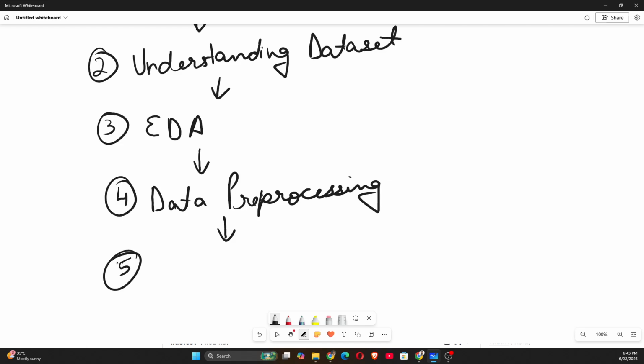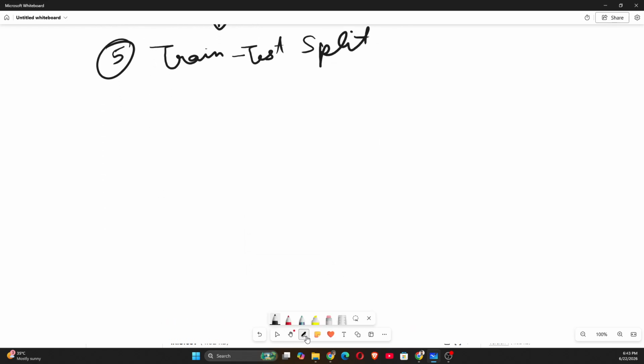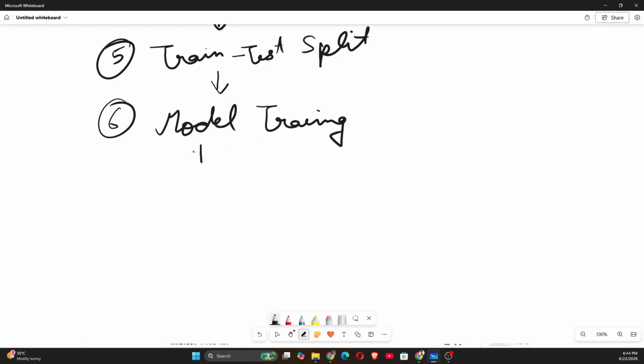Fifth is train test split. And this is the flow which we'll be using in this project, so I'm just giving you the overview of it. Sixth is model training. Seventh, last but not the least, is evaluation, and then we sometimes do hyperparameter tuning, but this time we won't be doing it.